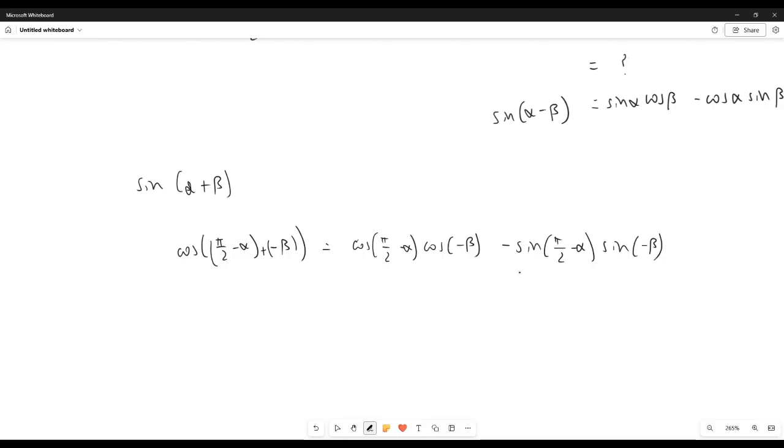What do we do from here? We use both the cofunction and symmetry identities. Here are the symmetry identities, in case you forgot. Therefore, here is our formula for sine of alpha plus beta: sine alpha cos beta plus cos alpha sine beta.